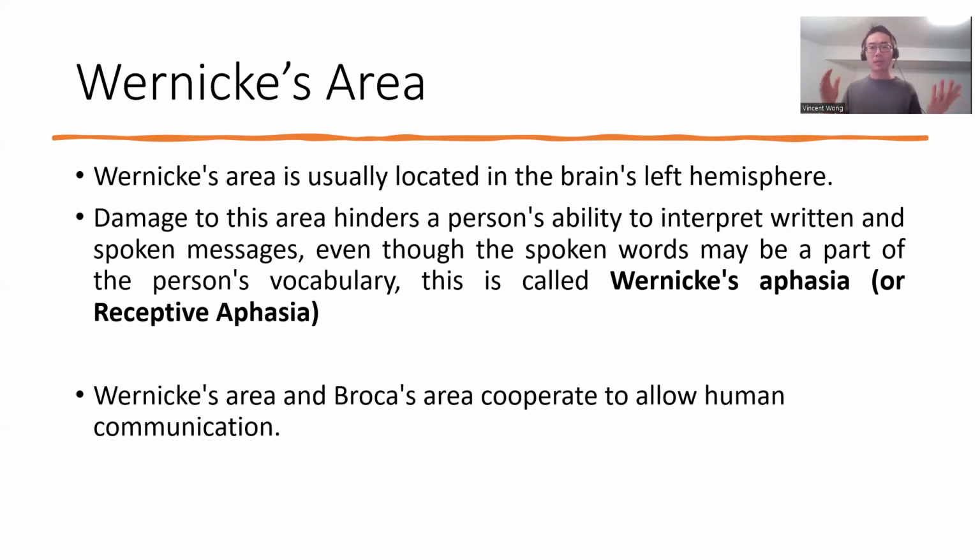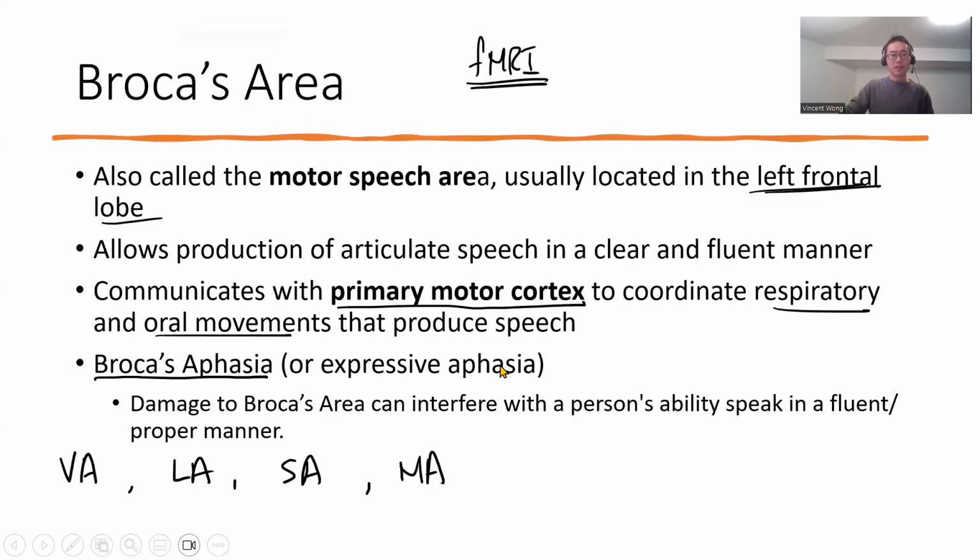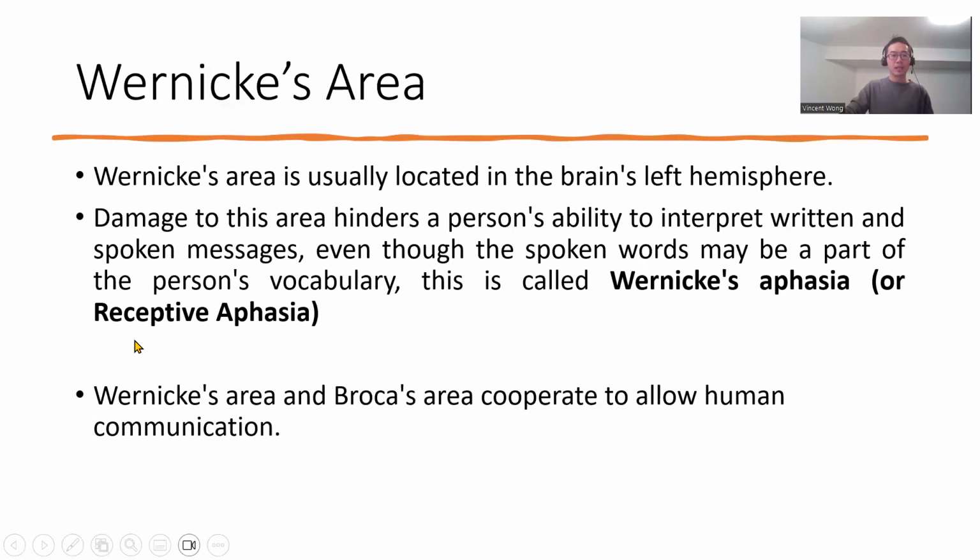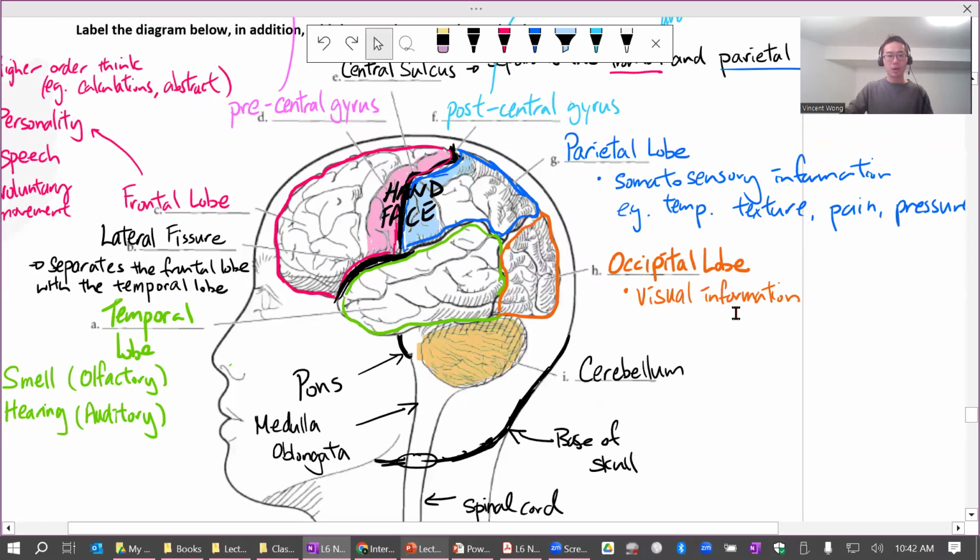Okay, so if you damage the Wernicke's area, there is Wernicke's aphasia, or receptive aphasia. So in Broca's aphasia, you have trouble expressing yourself, and over here, you have trouble understanding what people are trying to communicate with you. So together, the two areas work together to allow communication in humans. So let's just put them on our diagram here.